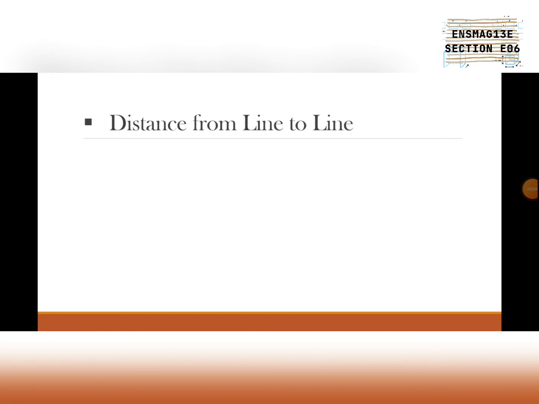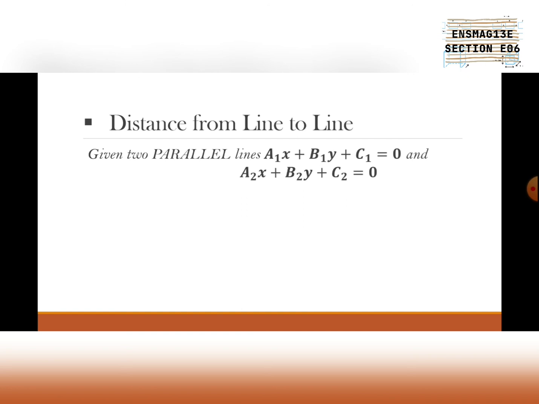Distance from line to line. Given two parallel lines a1 x plus b1 y plus c1 is equal to 0, and a2 x plus b2 y plus c2 is equal to 0, the distance from one line to another is given by the equation d is equal to c sub 2 minus c sub 1 over plus or minus the square root of a squared plus b squared.